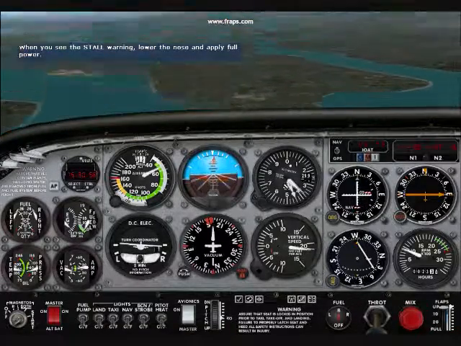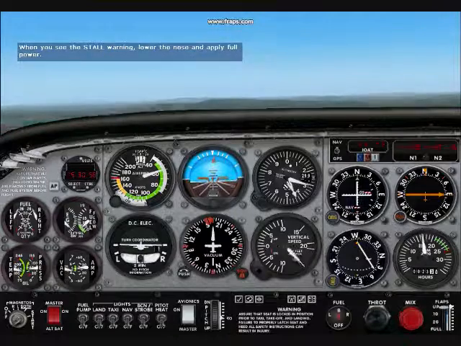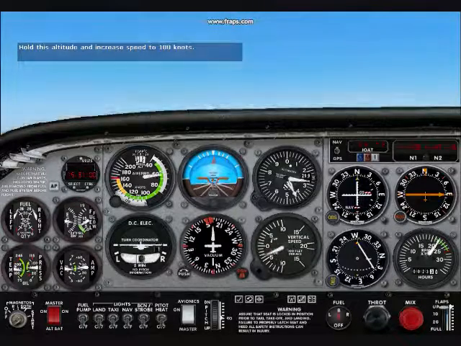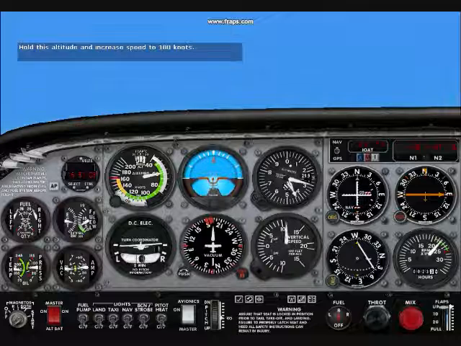There's the stall warning, so let the nose down and apply full power. Now raise the nose above the horizon for just a second to gain a little altitude, then resume straight and level flight.